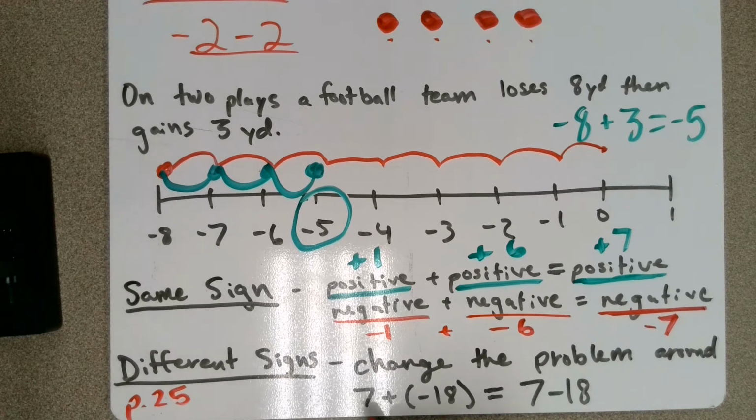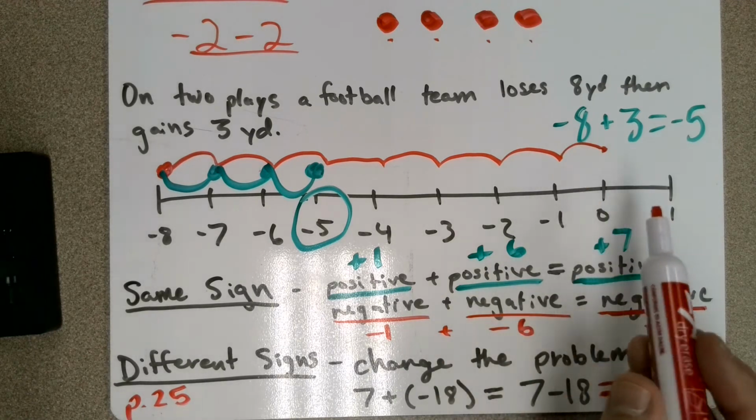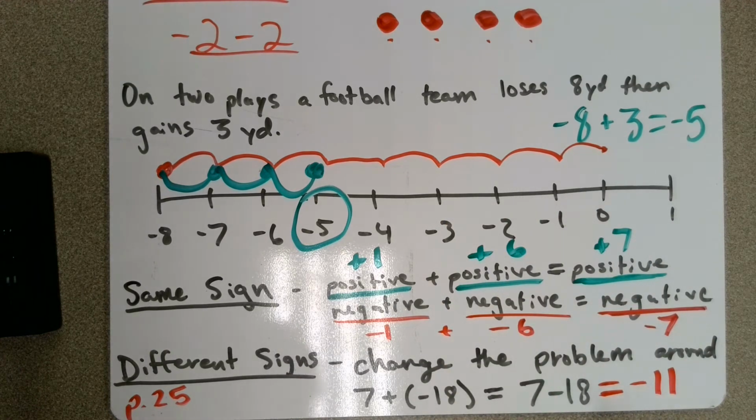All right, so if we have different signs, for example, positive 7 plus negative 18, what I like to do is rethink the problem. We're going to get plenty of practice at this, but I like to think 7 plus negative 18 is the same as 7 minus 18, because I know this is a negative 18. I can think of that as a minus 18. Then 7 minus 18 is going to be negative 11. You could use a number line if you'd like, or mental math, whatever works best for you. But I know if I have 7 and I take away 18, that's going to give me negative 11.